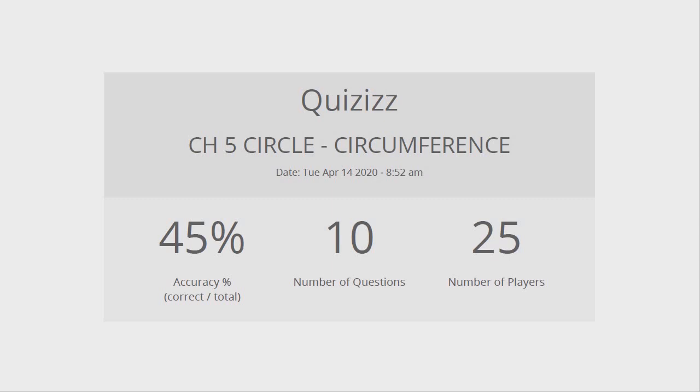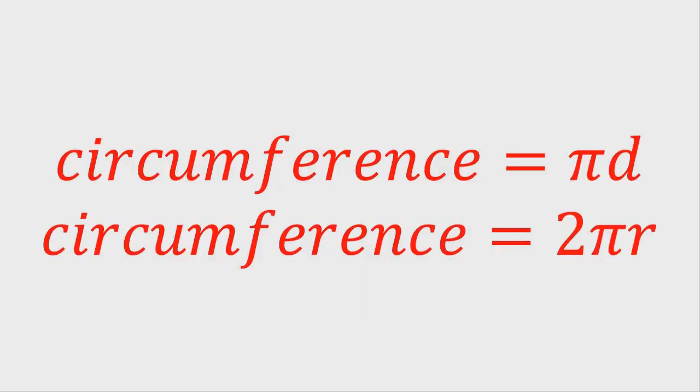Okay, just now I mentioned, this quiz is about circumference. So we do some review of the formulas to find the circumference. We have two formulas to find the value of circumference. We can use pi d or we can use 2 pi r. d stands for diameter, r stands for radius. We use pi d when the question gives you the value of d, and we use 2 pi r when the question gives you the value of the radius.